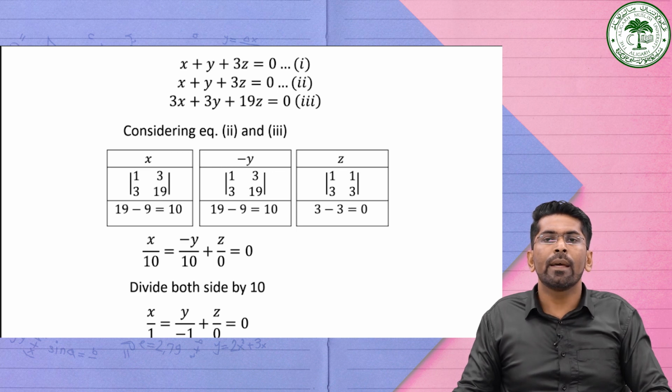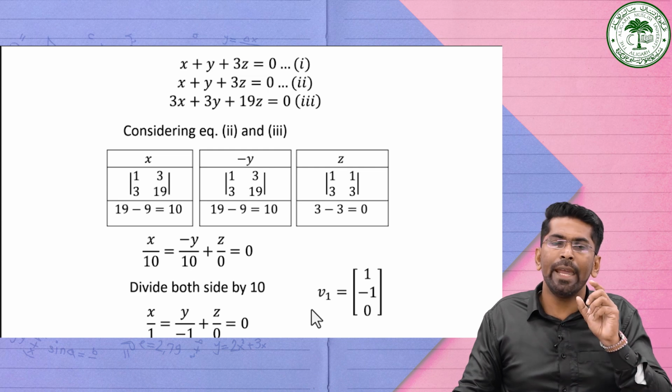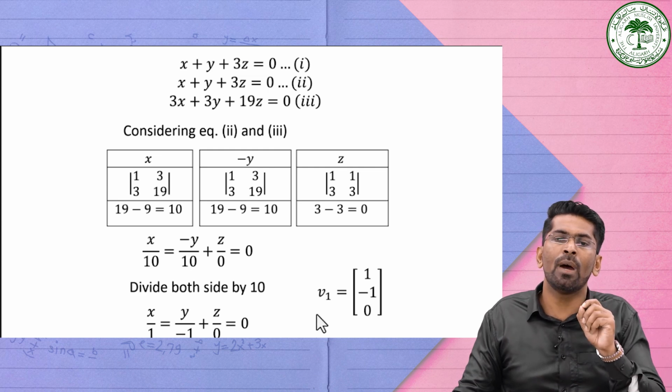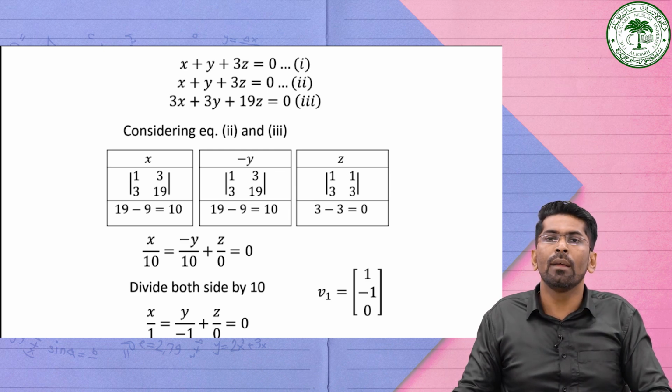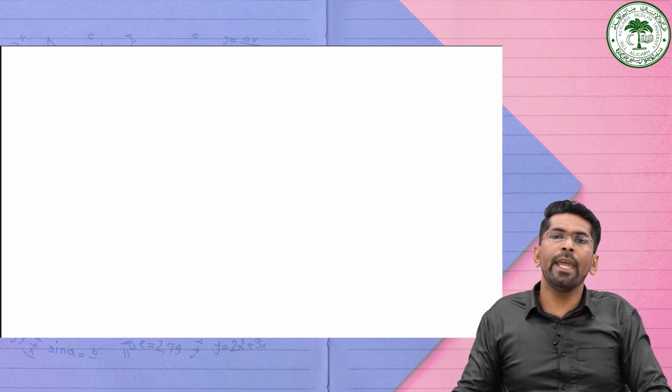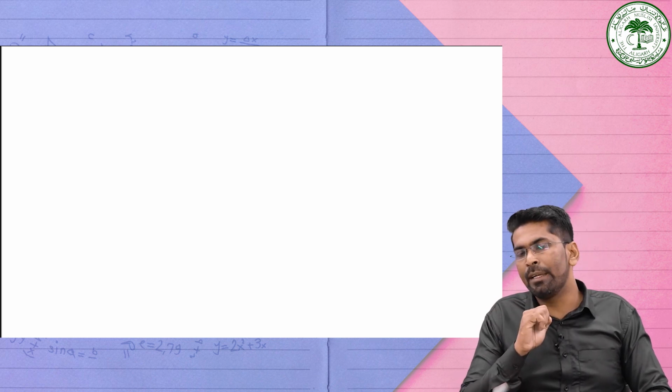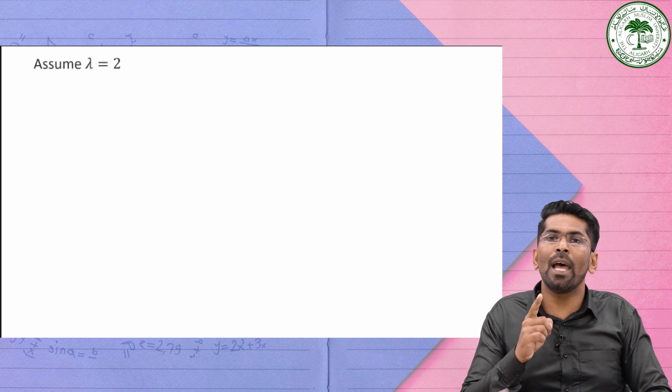So here, corresponding to the lambda, we have the first eigenvector, that is v1, which is equal to 1, minus 1 and 0. So corresponding to lambda equal to 1, we have the eigenvector, that is 1, minus 1 and 0.